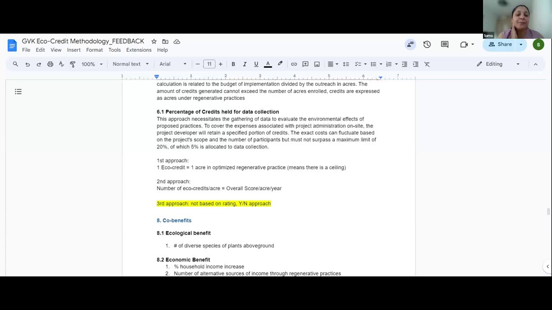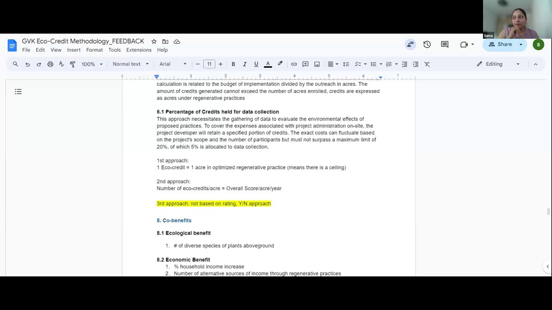With the certifications. But here, the challenge is that there are farmers who join the program, but maybe they do not join with 1 acre, but only with half an acre. So, will they be awarded half an eco credit or zero? So that can become tricky. And also, if we are using this approach, then there is a cap, right? Per acre, the farmer is only entitled to 1 eco credit.